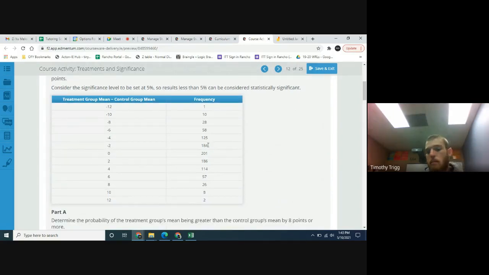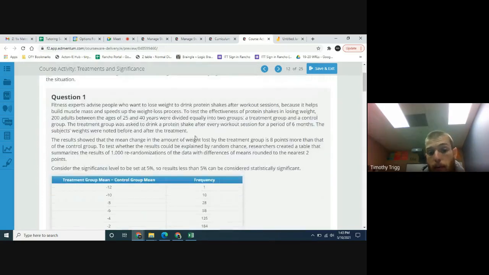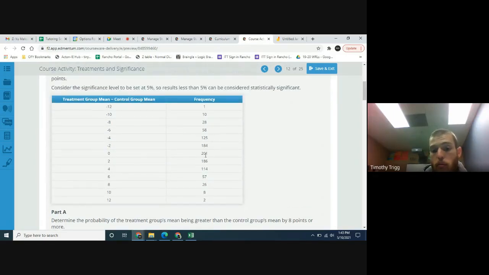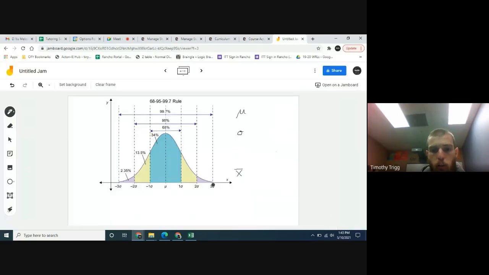Basically, this is what you would expect with random chance. If there was no difference between the two groups, the treatment group and the control group, here's the data you would expect. You'd expect 0 weight loss difference. That has the highest number here, right? You'd expect 12 pounds of weight loss difference 1 time out of 1,000, or 2 times out of 1,000 the other way. This is random, right? These were randomly tallied. So it's not quite symmetrical, but it follows pretty closely to a normal distribution. There are very few on the edges over here and over here.